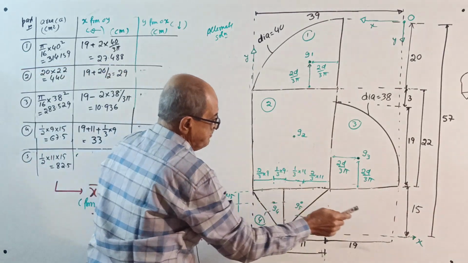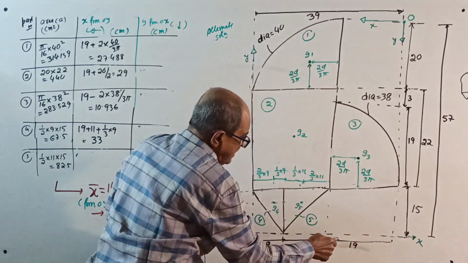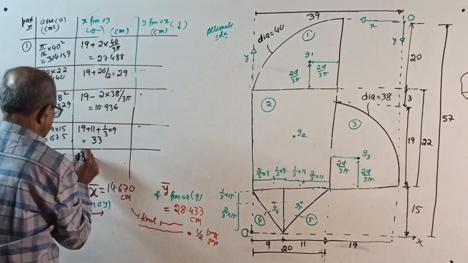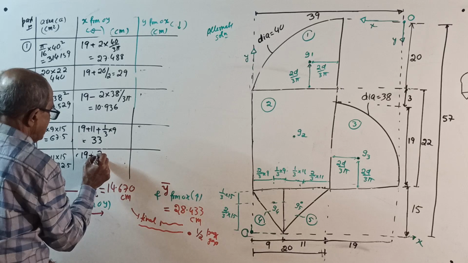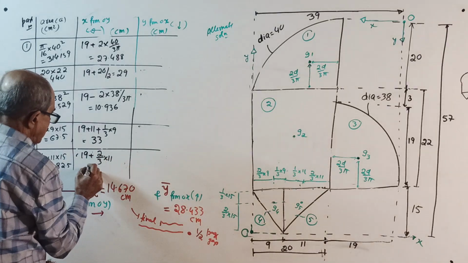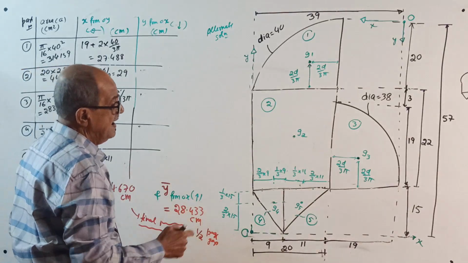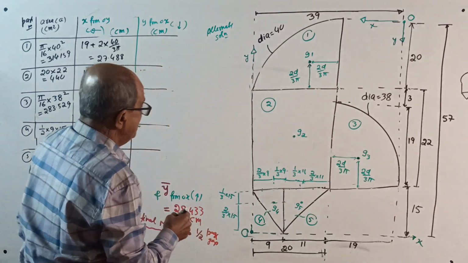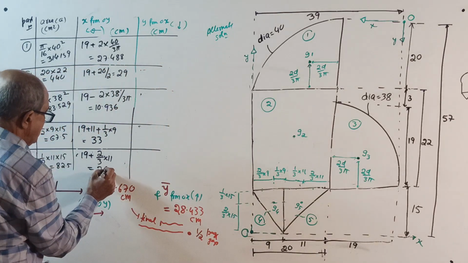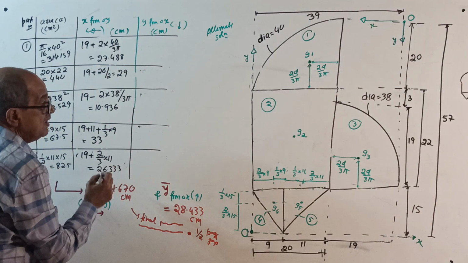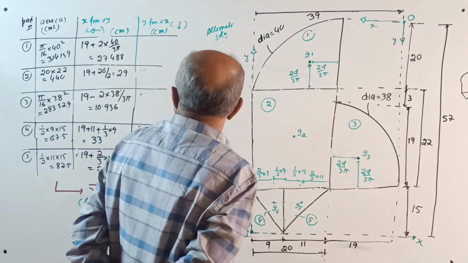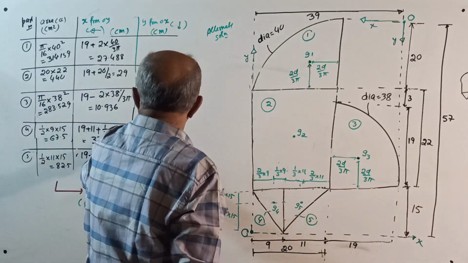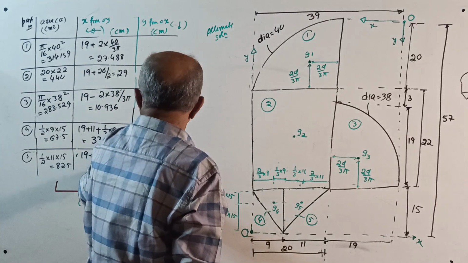Figure number 5. 19 plus this distance is 2/3 of 11. 2/3 of 11 equal to, next time I will write here and explain. 19 plus 2/3 of 11 is 26.333. 26.333. Correct? 27.488, 29, 10.936, 10.96, 33, 26.333.